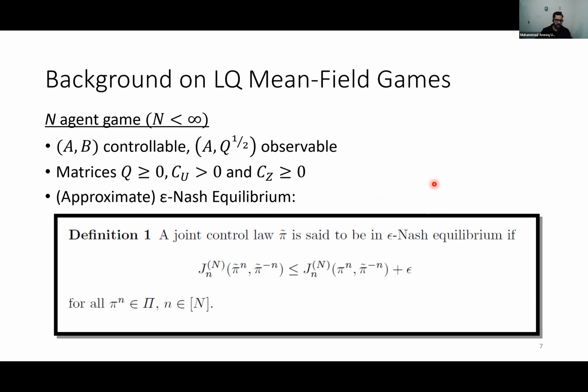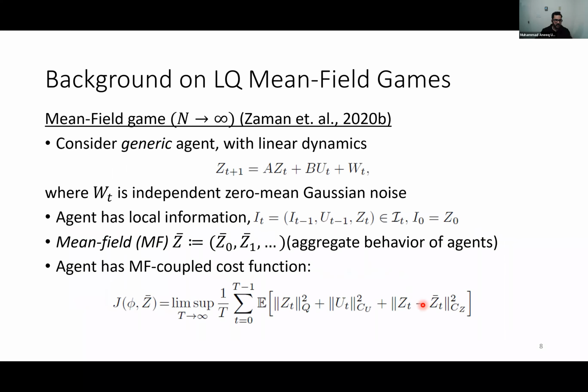And now we can present the epsilon Nash equilibrium definition, which basically means that if there is an epsilon Nash equilibrium, then each agent individually only gains at most epsilon by deviating from that equilibrium. That's a very standard epsilon Nash definition.